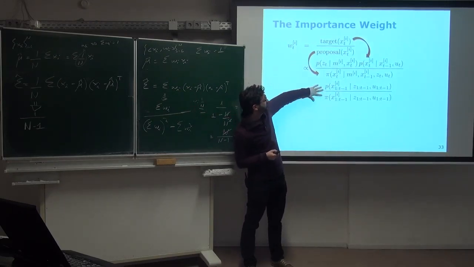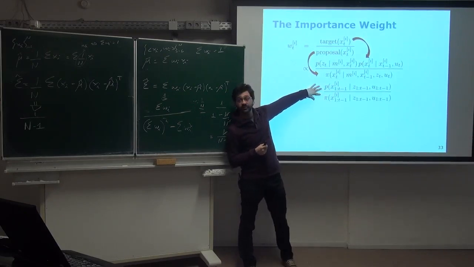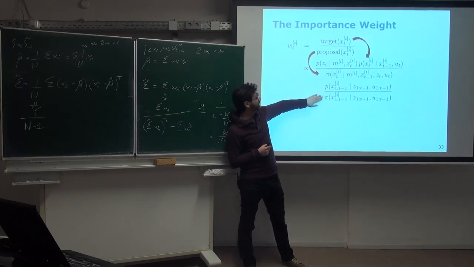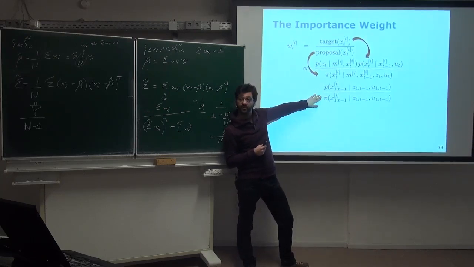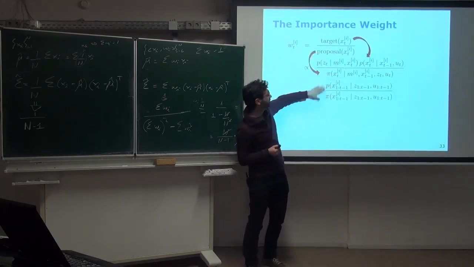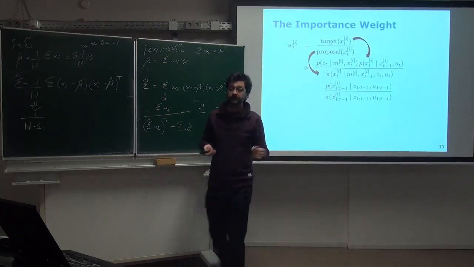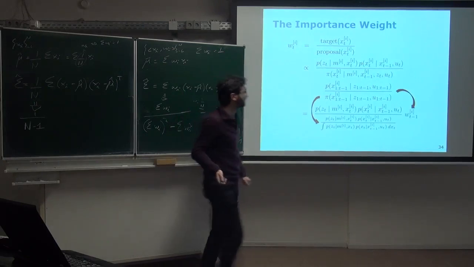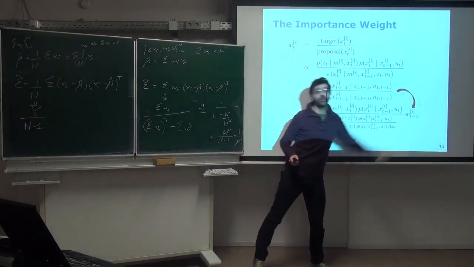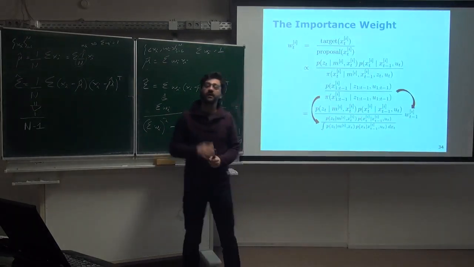So this here is actually the weight computation of the previous step, no? Because it's the posterior at the previous time step divided by the proposal at the previous time step, right? So weight, target divided by proposal. So far we can say that this becomes just the weight that we had at the previous time step.